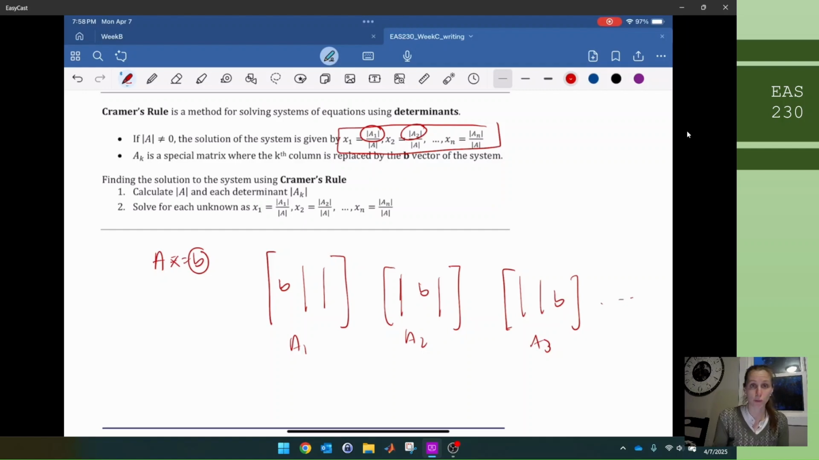So in order to use Cramer's rule, we calculate the determinant of A and each determinant of Ak, where k is 1, 2, 3, and then solve for each unknown. And that's it. So with n plus 1 determinants, we can solve our system of equations one unknown at a time.